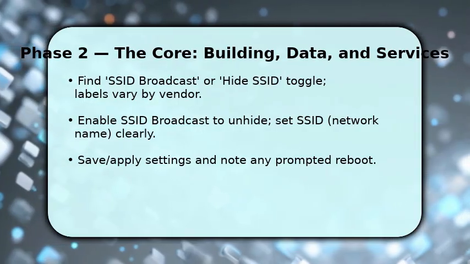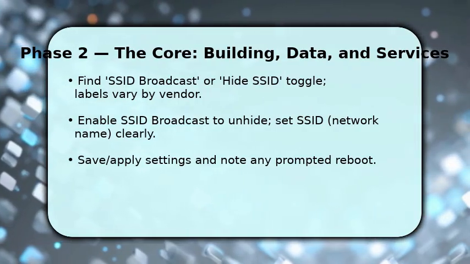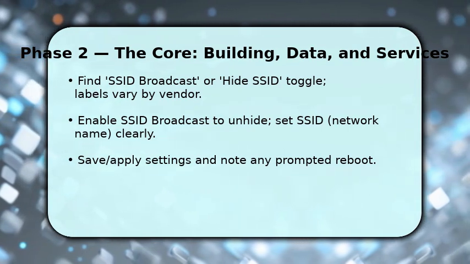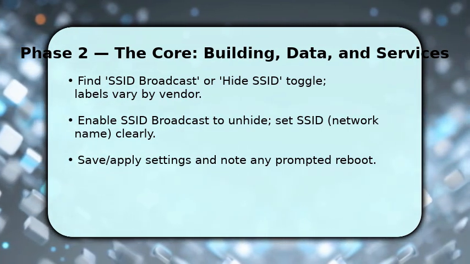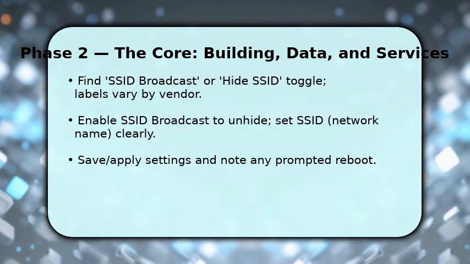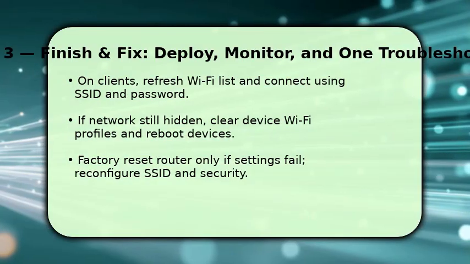Make sure WPA2/WPA3 security is still set with a strong passphrase. Do not weaken encryption. Save or apply the settings. And when the router requests a reboot, allow it. This ensures the broadcast change takes effect across all radios. Finish by reconnecting your devices.